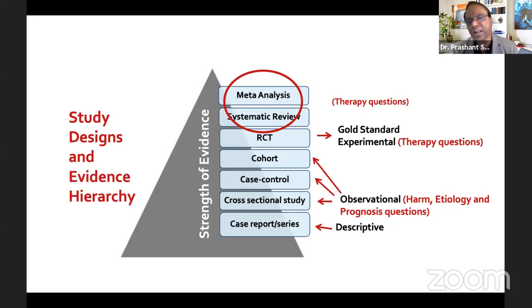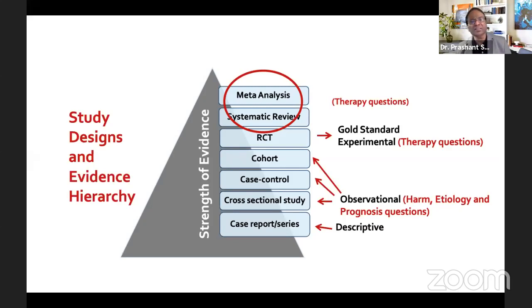Now, randomized control trials are considered the gold standard. The reason for that is these trials have a very low risk of bias as compared to observational studies such as cohort, case control, and cross-sectional, and they are conducted in a very controlled environment. So randomized control trials are good for answering therapy questions, whereas observational studies are good for answering harm questions or questions about etiology or prognosis.